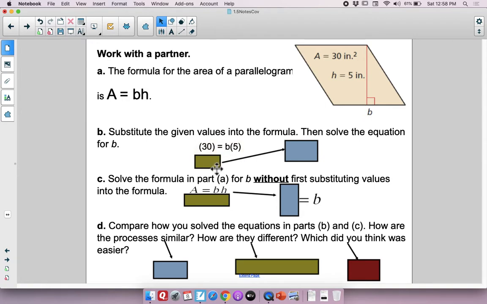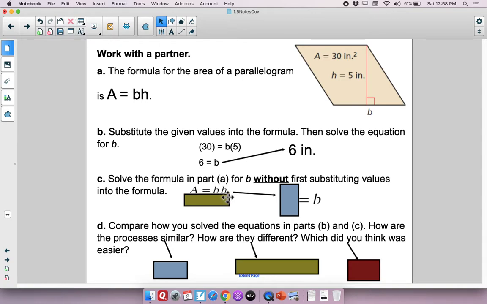Okay, so plugged in 30 for the A, 5 for the H, and then obviously divide both sides by 5, and you get that the base is 6 inches. Okay, now what they want you to do here in part C is actually solve for B without first substituting values into the formula. So here's our formula, A equals BH. We're not substituting in, and we want to get B by itself.